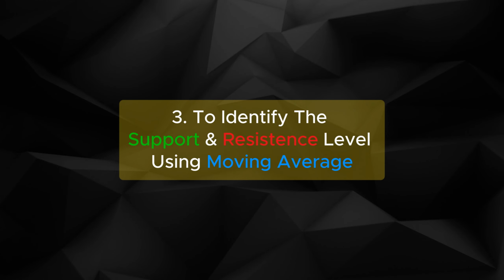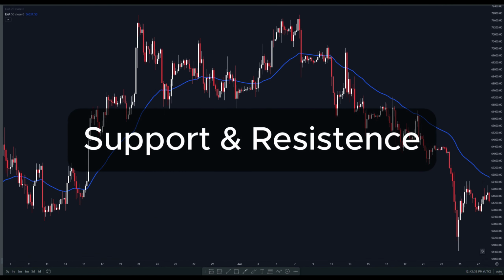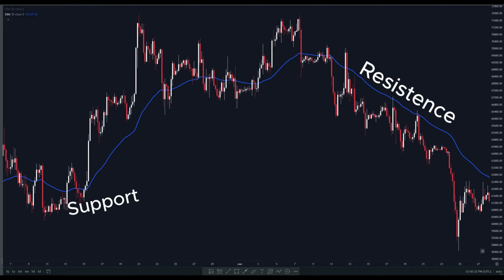The third and last step is to identify the support and resistance level using moving average. It is a simple formula to identify support and resistance. Support and resistance are the areas where buyers and sellers are active, and price can reverse from those areas multiple times. And you can place your trades at support and resistance levels and gain profits. The moving average can act as a support and resistance.